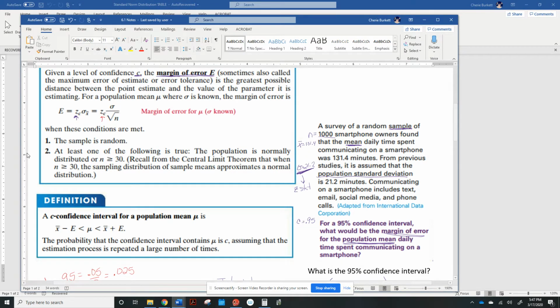And what are we calculating right here? Do you remember what this is from the last lesson?